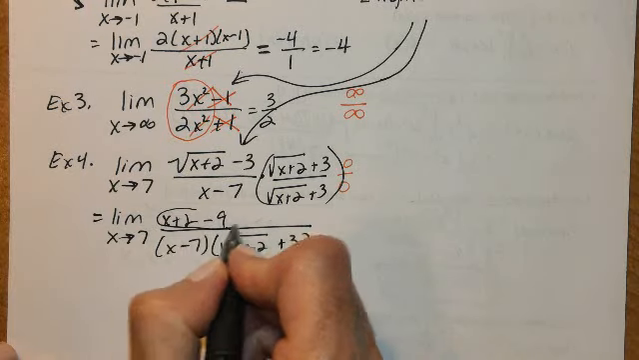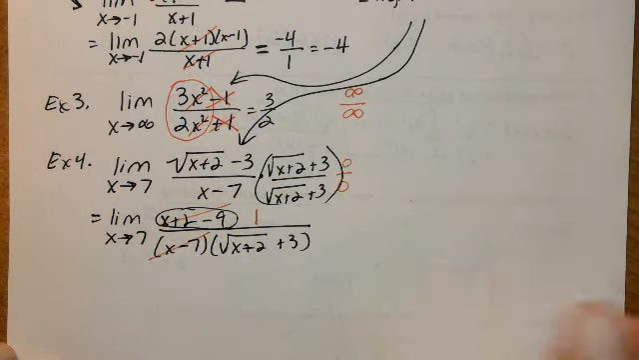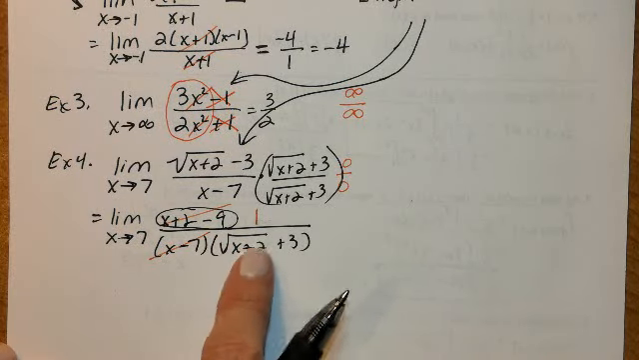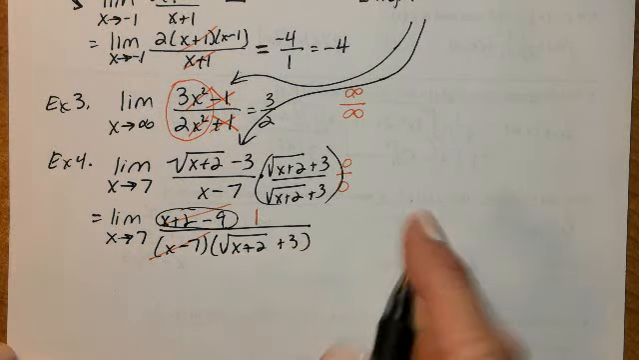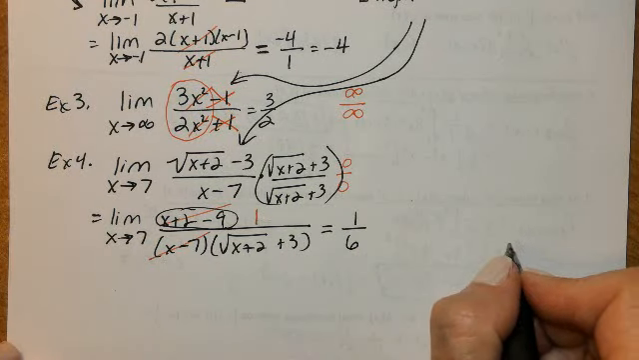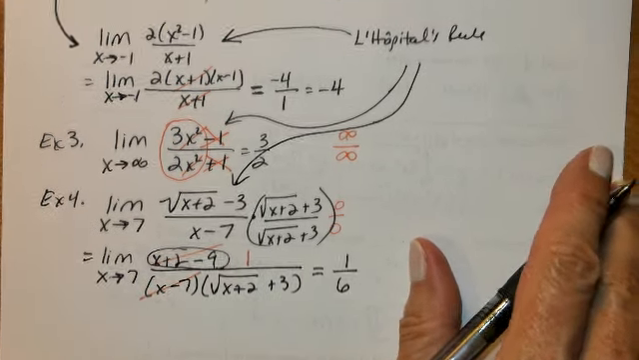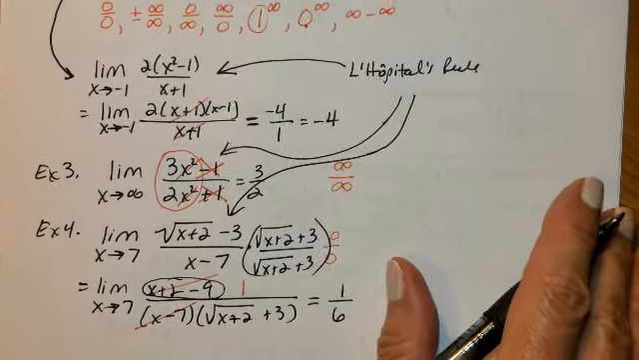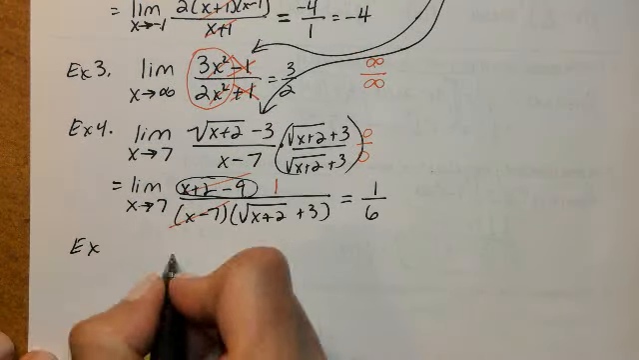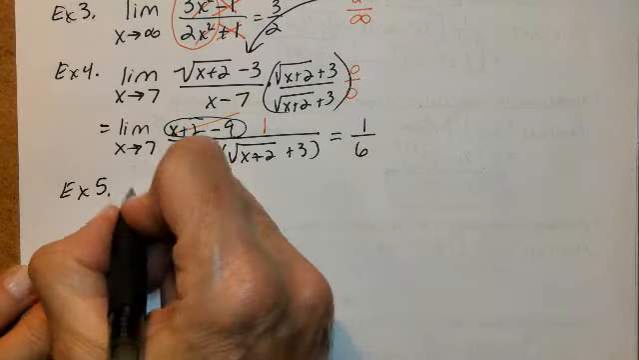This is x minus 7, so this reduces with this x minus 7. Now we can plug in 7. Square root of 9 plus 3 is 6, so we get 1/6, which is a number. So our answer is 1/6. Okay? So all three of these are examples of when we could have used L'Hopital's. Now, but we didn't have to because we had other techniques. So why learn L'Hopital's?